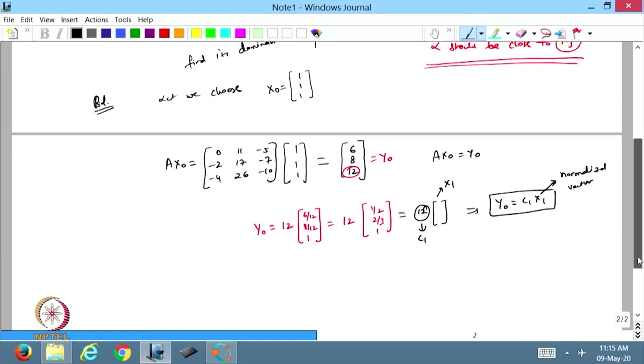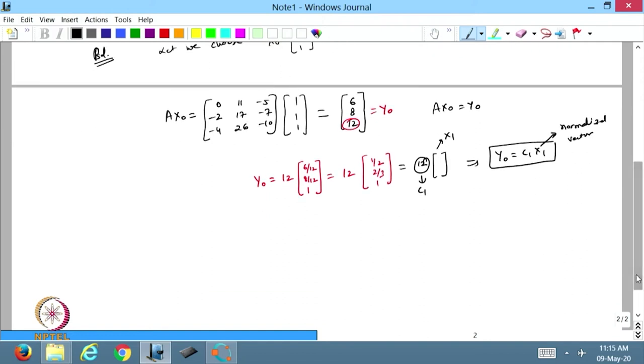So this is my step 1. Now we go to step 2. In step 2 I will multiply A by x1, the normalized vector, where A is again the same matrix.